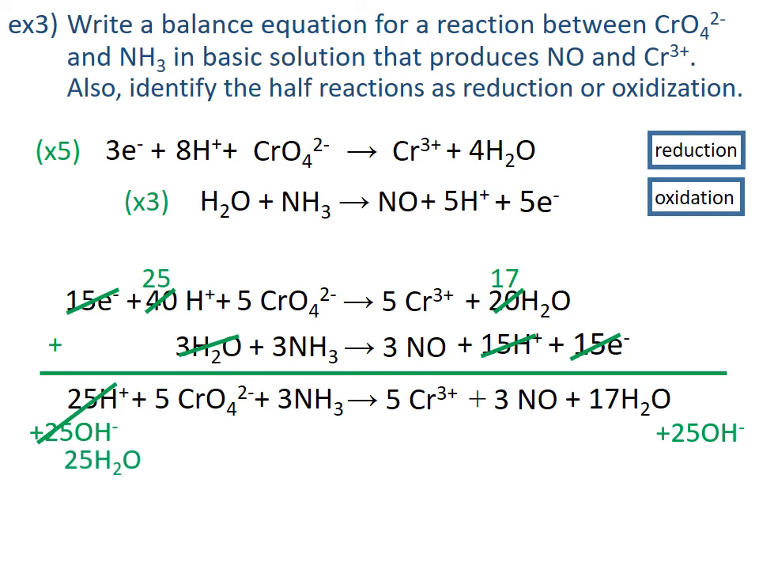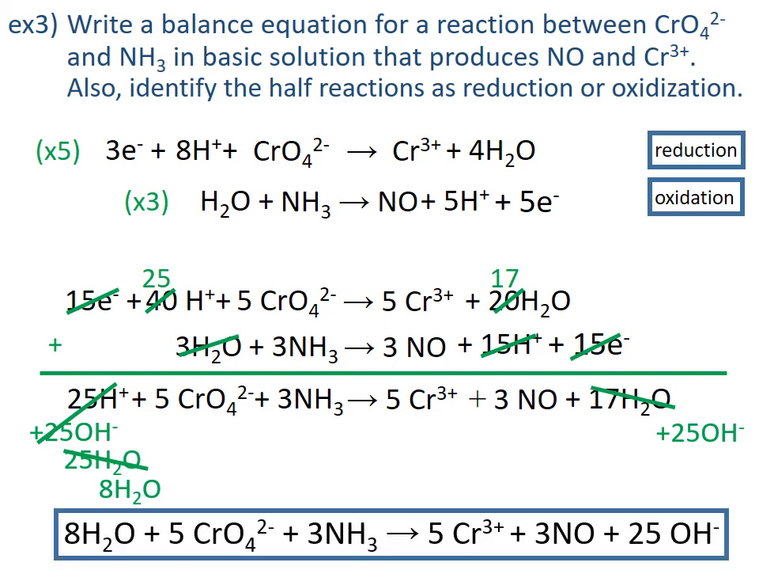Now I get rid of duplicate water molecules on either side of the equation. So since I have 25 on the left and 17 on the right, I will get rid of 17 waters on either side of the equation. So 25 water molecules subtract 17 water molecules will leave me with 8 water molecules, and there will be no water left on the right-hand side. So in basic solution, I have 8 H2O plus 5 CrO4 2 minus plus 3 NH3s become 5 Cr3 pluses, 3 NOs, and 25 OH minuses.